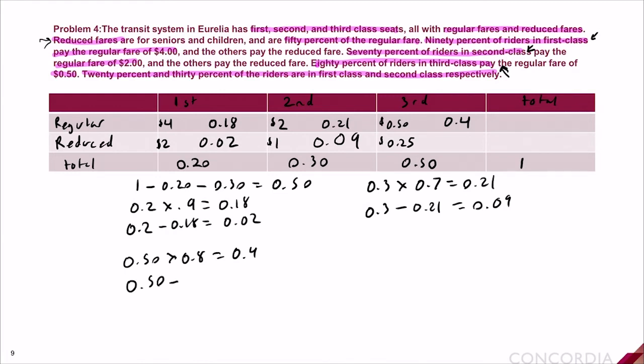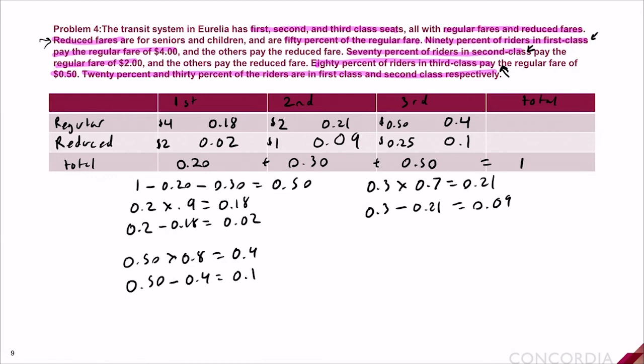And since 50% are in third class, and out of that 50%, 40% are paying regular fare, that must mean 10% of all the people on the train must be third class riders and paying reduced fare. Now that we have all our values, we'll simply add them up to make sure they make sense. Our bottom row does add up to 1, therefore it does make sense.